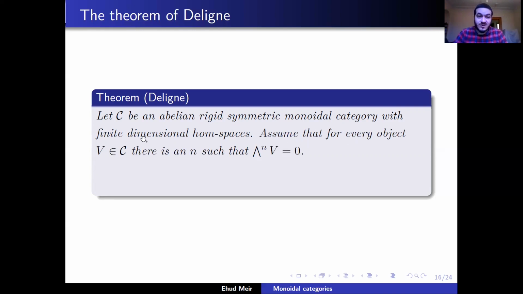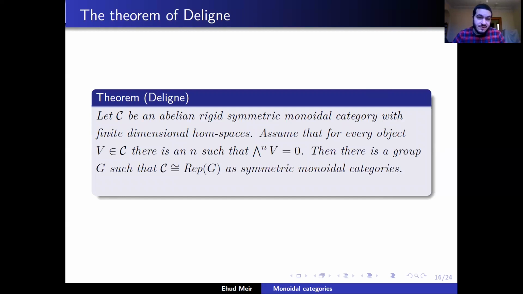Assume that for every object V in C, there is an n such that the nth exterior power is equal to 0, just like happens in vector spaces and just like happens in, let's say, representations of G. Then he showed that there is a group G such that the category C is equivalent to Rep G, as a symmetric monoidal category. So just by knowing this condition, he managed to show: here's a group G, and here's an equivalence between C and the category of representations of this group G.